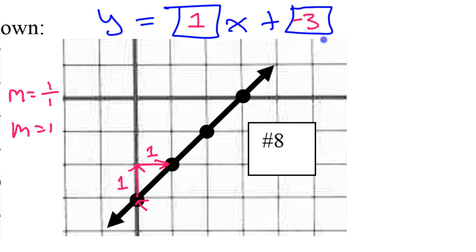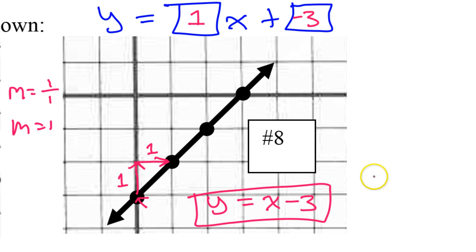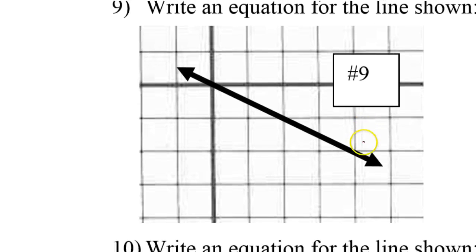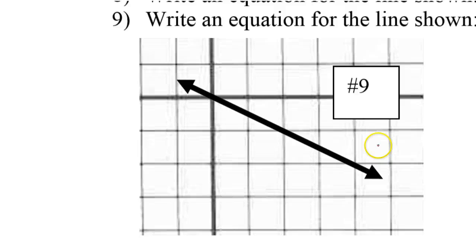Okay, so I could write this equation as simply y equals x minus 3. Alright, that is the equation of this line. Of course, 1x is just x, and we wouldn't write plus negative 3, we would just write minus 3. Alright, so that's number 8. What else you got? Yeah, so it's number 7 and 8, so here comes number 9.